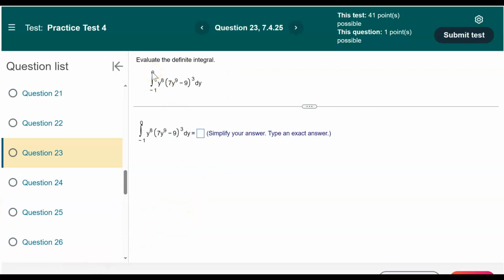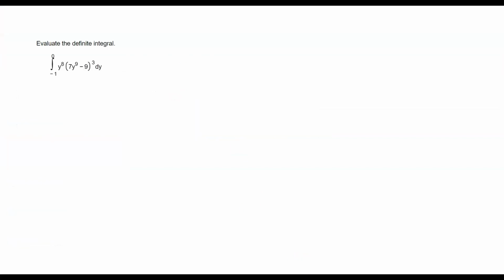So this next question is on evaluating definite integral. Now, upon inspection, this expression here would require integration by substitution to solve. So let's go ahead and do that. So this expression here will be our u. So u is equal to 7y to the 9th minus 9. And then du is equal to 9 times 7, 63, y to the 8th dy.